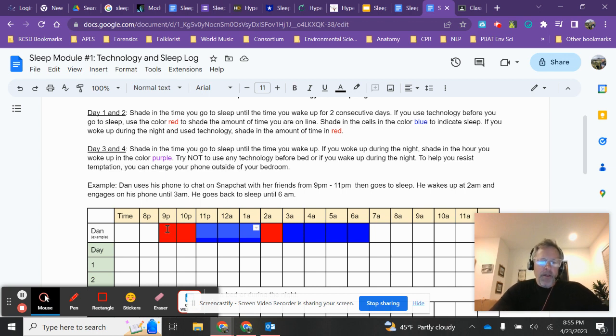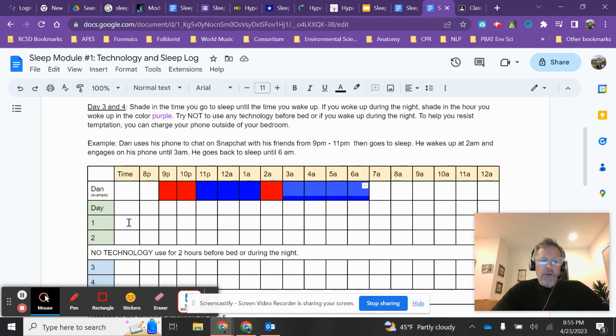Okay, because I'm kind of lopping in here. All right, be aware of that. Now, if you didn't use technology, you can just simply use the color purple. Be aware of that. So what this looks like is, for me, here's my little story. I went into bed at 9, but I used Snapchat with my friends for 2 hours. Yeah, how about that? Then I went to bed, asleep at 11. Then I woke up at 2 and I used Snapchat for about an hour. And then I went back to bed and I got up at 6.